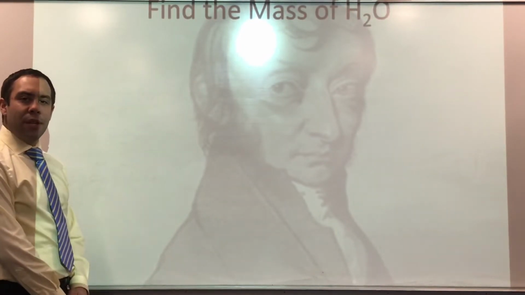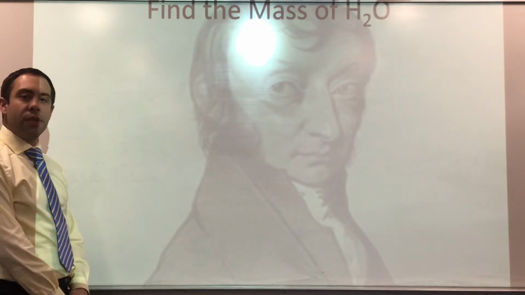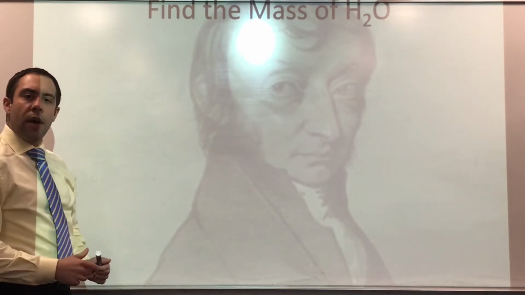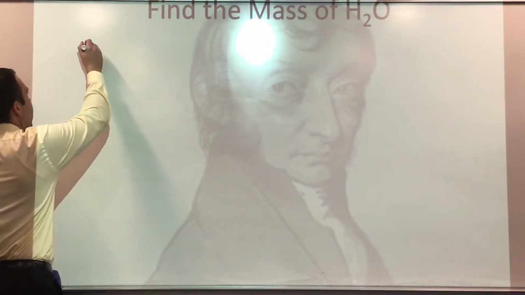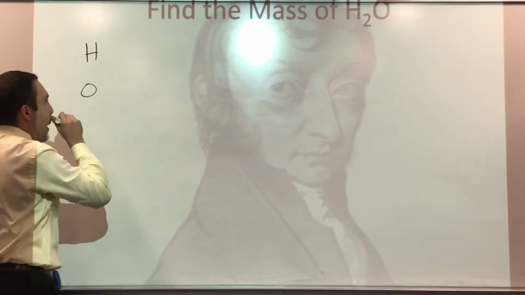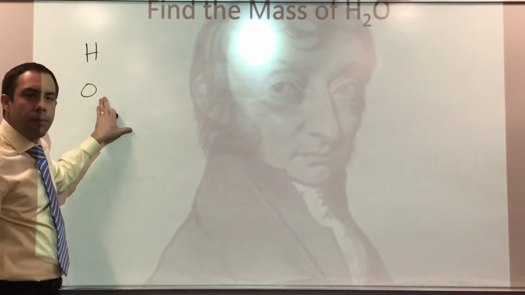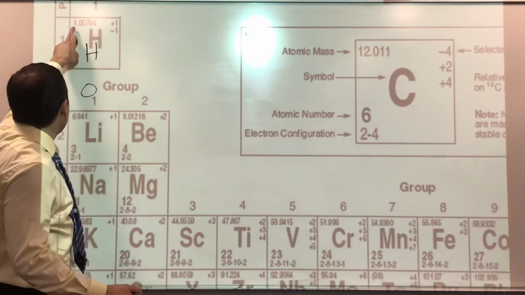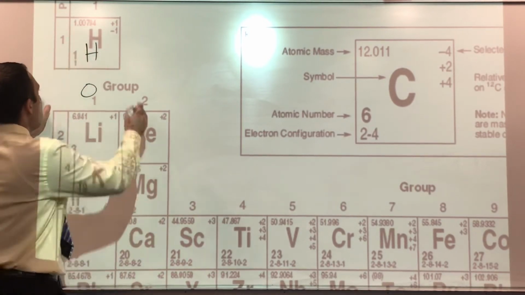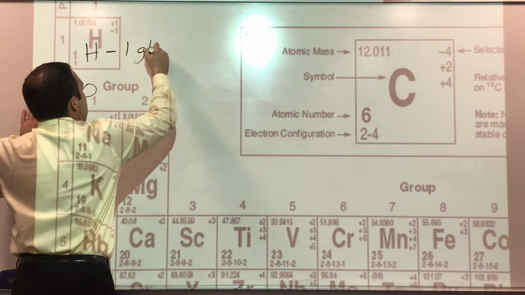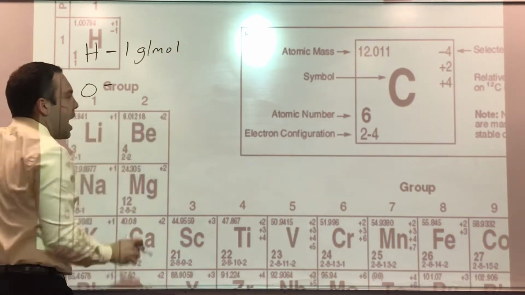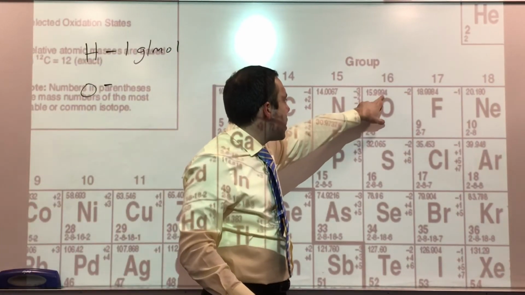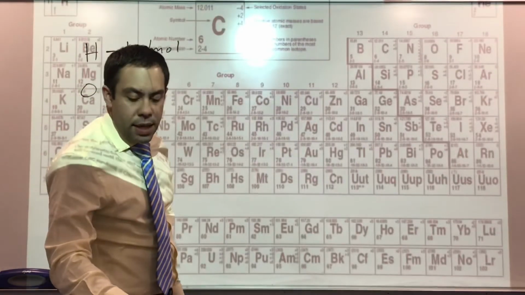Now here's a compound that you'll need the GFM for numerous times before the end of the school year. H2O, water. We'll follow the same set of steps. Step 1, we write down the symbols for each element in the compound. We have hydrogen and oxygen. Step 2, we find the masses of each of these elements. So hydrogen, 1.00794, which rounds to 1 gram per mole. And oxygen, once again, 15.9994, rounds to 16 grams per mole.